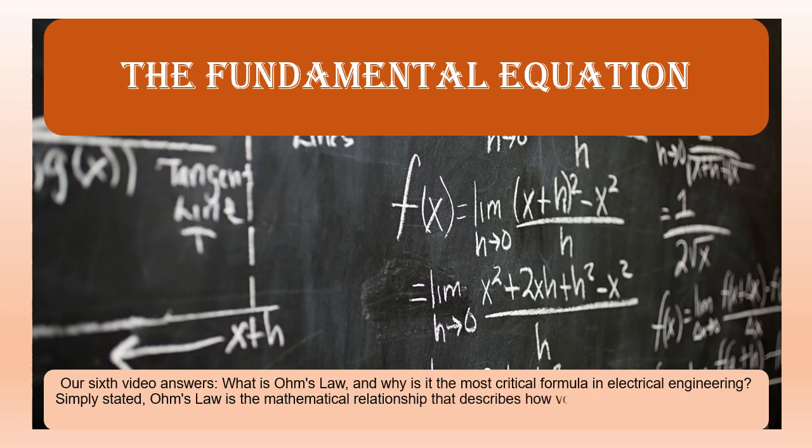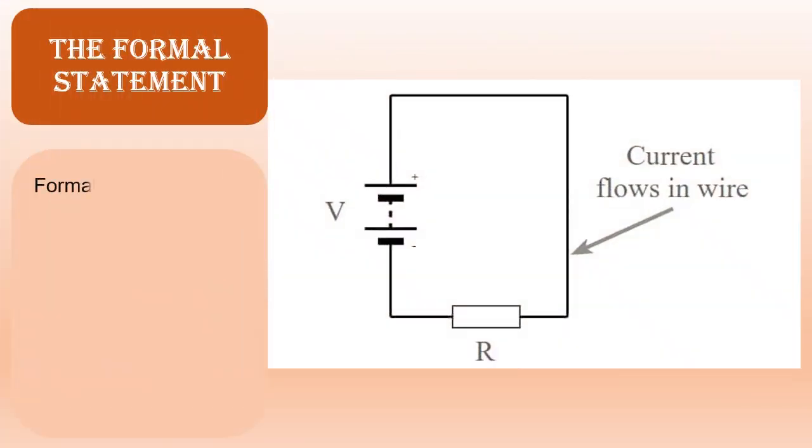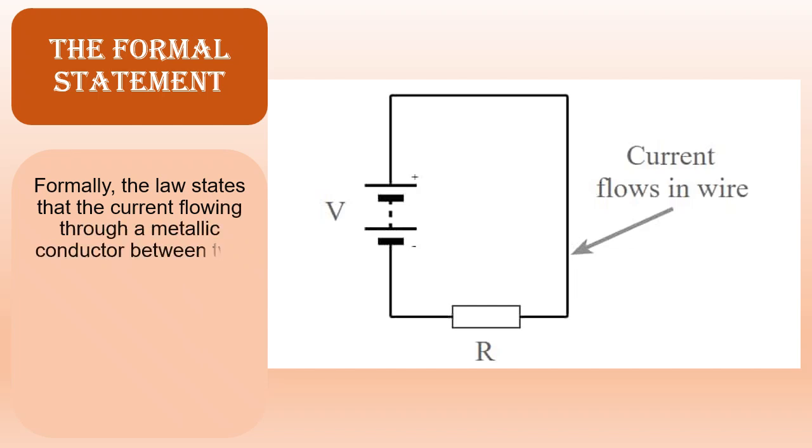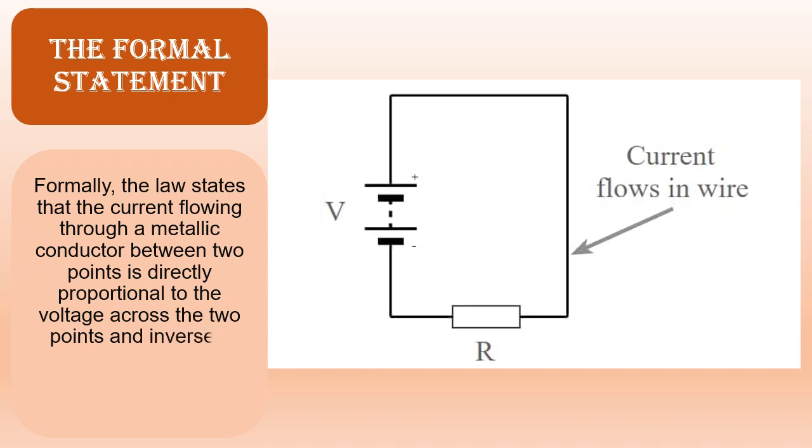Simply stated, Ohm's law is the mathematical relationship that describes how voltage, current, and resistance interact in a simple DC, direct current, circuit. The formal statement. Formally, the law states that the current flowing through a metallic conductor between 2 points is directly proportional to the voltage across the 2 points and inversely proportional to the resistance between them.